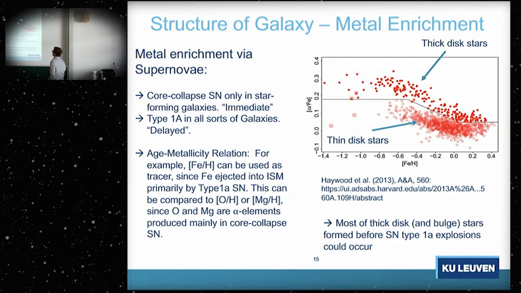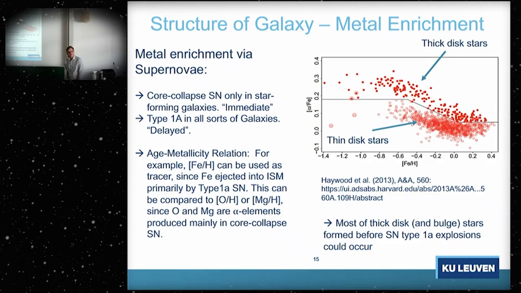It's an immediate reaction. But the type 1a, though, that can happen in all sorts of galaxies. That just requires white dwarfs, right? So it's delayed, you have to wait, but then it starts to happen, and it can happen in all sorts of galaxies. You get an age-metallicity relation here. So, for example, if you look at the iron content, that can be used as a tracer, since iron is ejected into the ISM primarily by this type 1a.